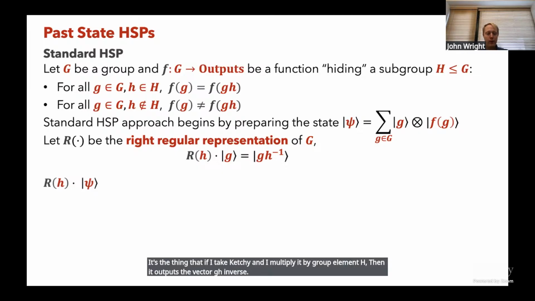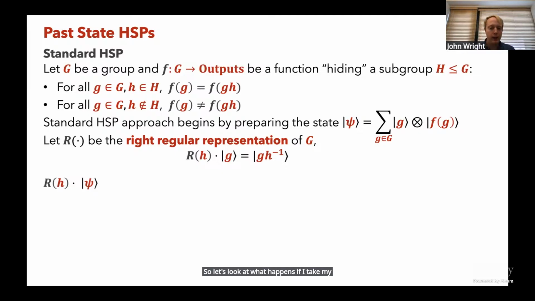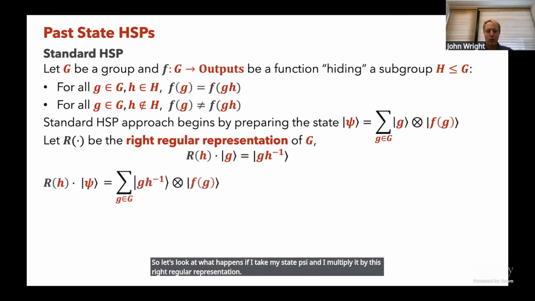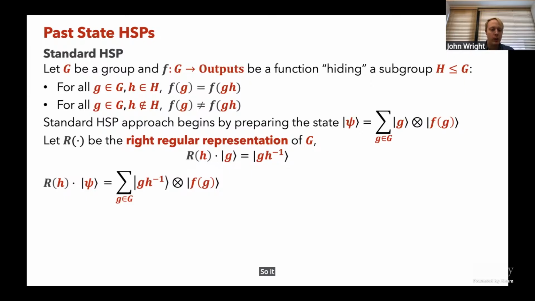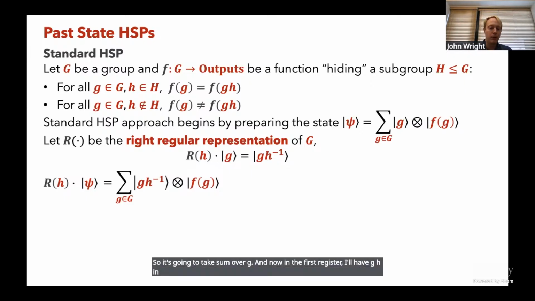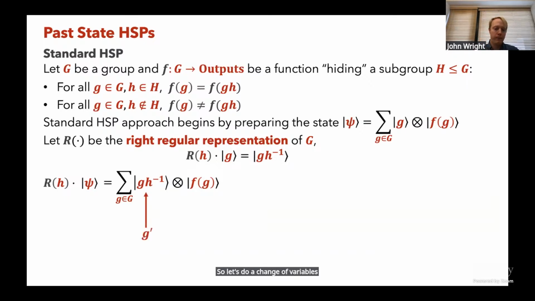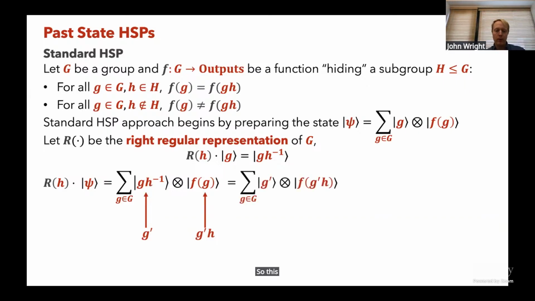So let's look at what happens if I take my state psi and apply this right regular representation. It's going to take the sum over g, and now in the first register, I'll have g h inverse times f of g. So let's do a change of variables. I'm going to call this g prime, in which case g is going to be equal to g prime times h. So this is just equal to the superposition over ket g prime tensor f of g prime h.